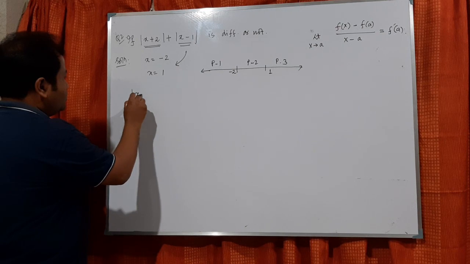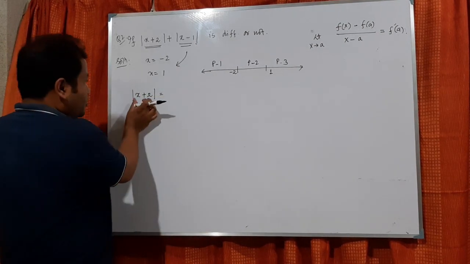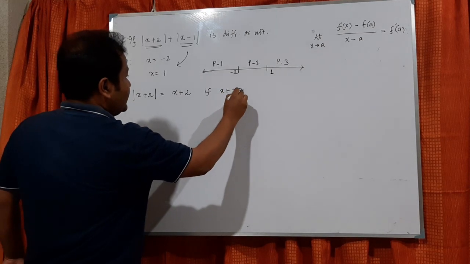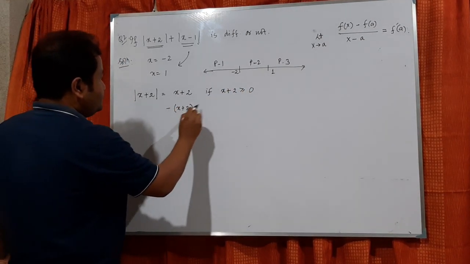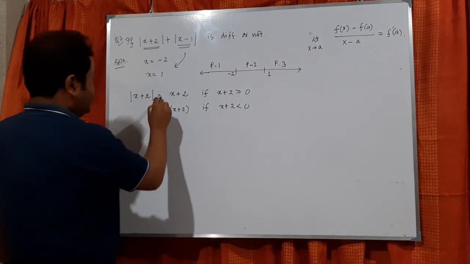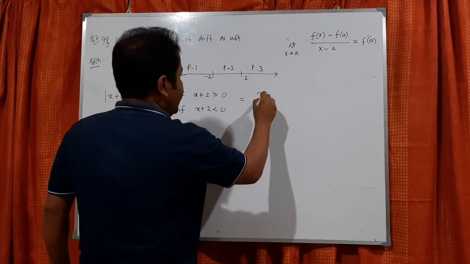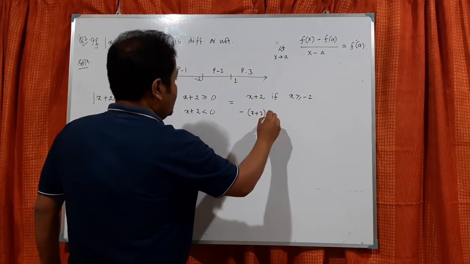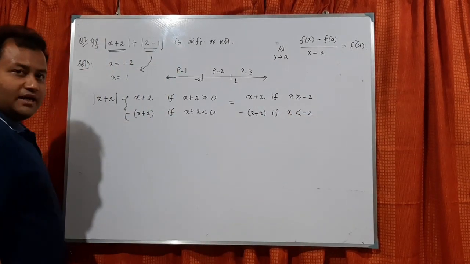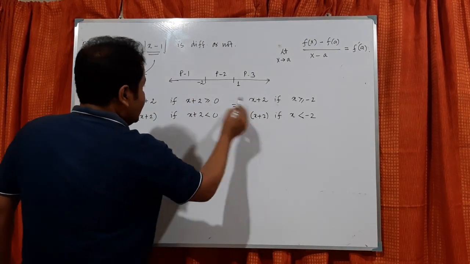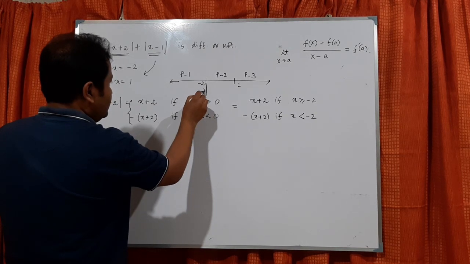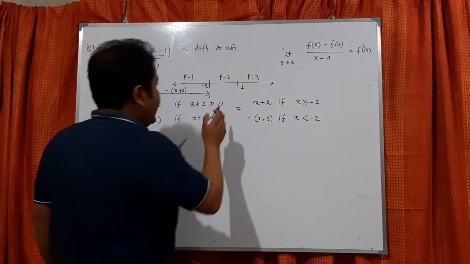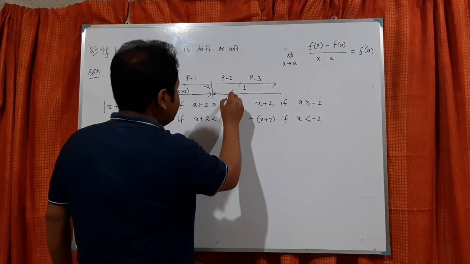Now what will be mod of x plus 2? If it is mod x, suppose a single quantity, so it should be x plus 2 if x plus 2 greater than equals to 0, and it will be minus of x plus 2 if x plus 2 is less than 0. So basically it will be x plus 2 if x greater than equals to minus 2 and minus of x plus 2 if x less than minus 2. Understand? So now look into this one. If x less than minus 2, in this portion it will be minus of x plus 2, and when x greater than equals to minus 2, in this portion it will be x plus 2.